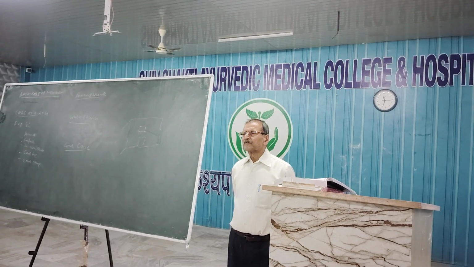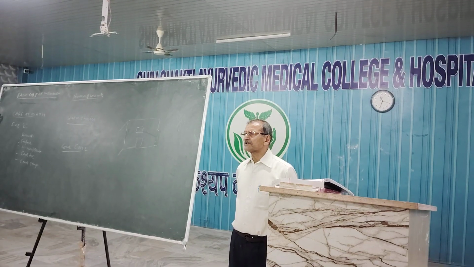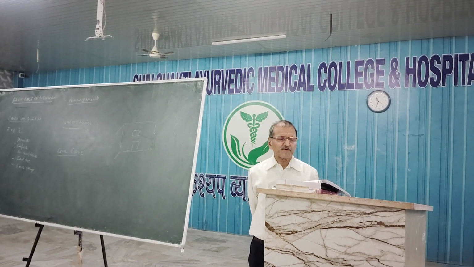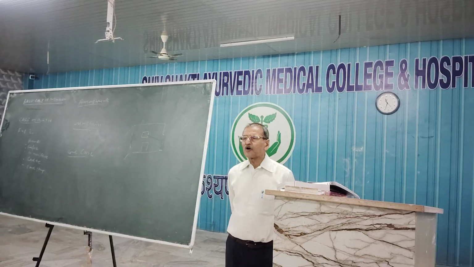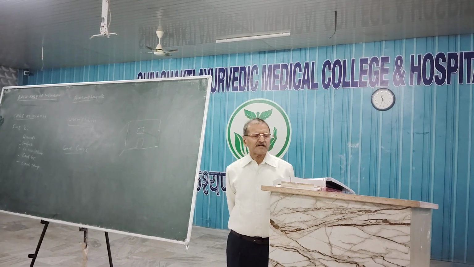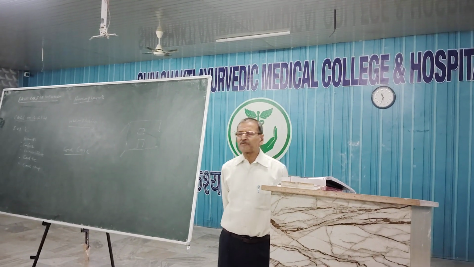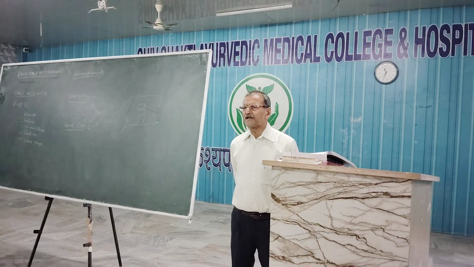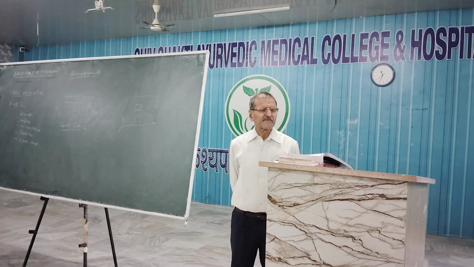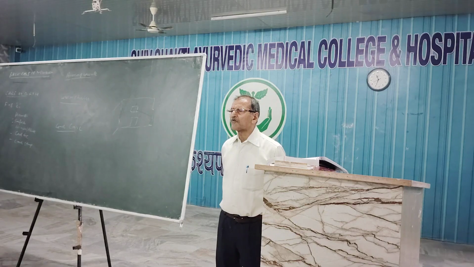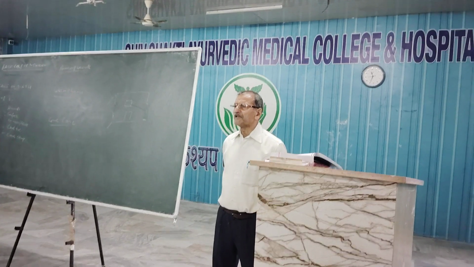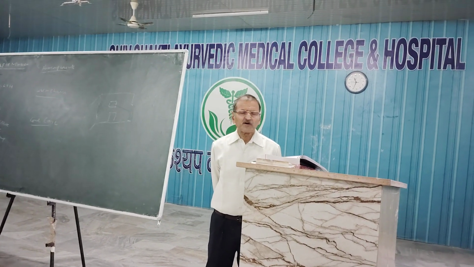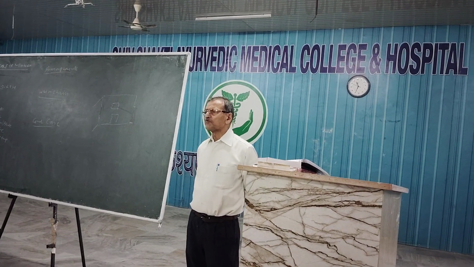So, now we come to the next, that is cord care. How to provide the cord care. The cord is clamped when the child is delivered completely and stabilized. It should be done in a relaxed manner, not in a hurried manner. These days the practice is delayed cord clamping. Delayed cord clamping means 1 to 2 minutes after delivery.